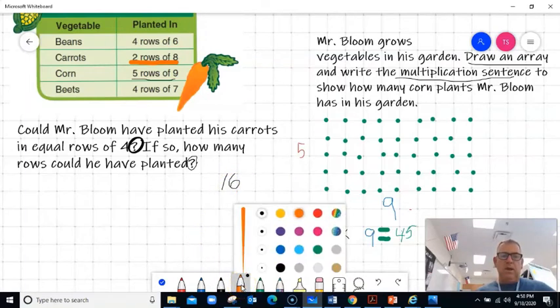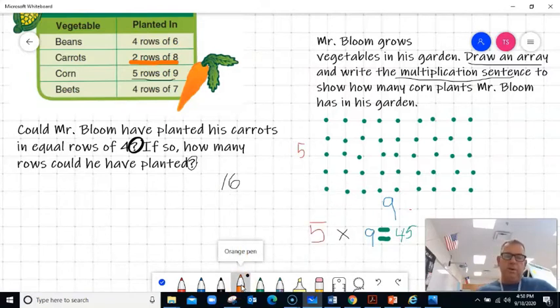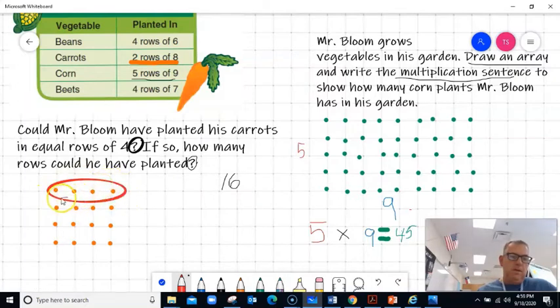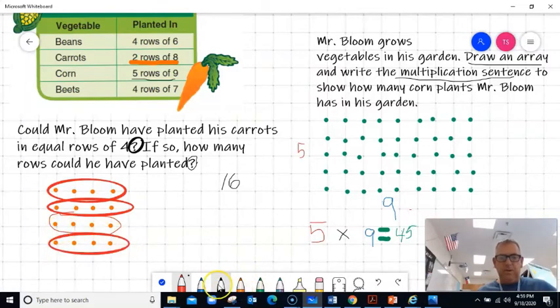And then we'll go ahead and check and see if we can put 4 in each row and come up with equal rows, 16 with 4 in each row. So 1, 2, 3, 4 in that row. That's 5, 6, 7, 8, 9, 10, 11, 12, 13, 14, 15, 16. So it does look like we can put equal rows of 4. So how many rows do we have? Let's take a look at it. So that's 1 row, 2 rows, 3 rows, and 4 rows. So that means if you did, there would be 4 rows.